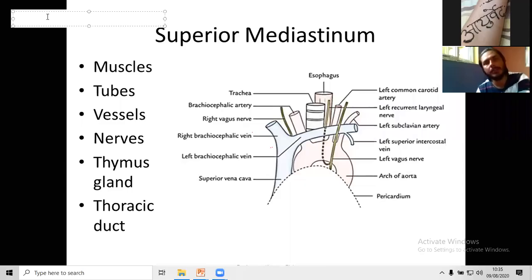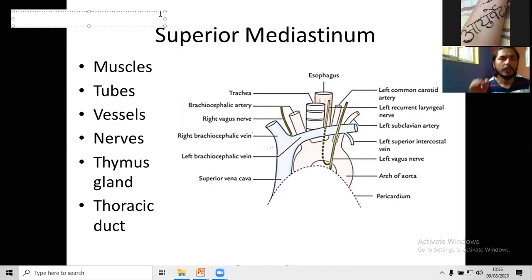Subdivision of the mediastinum. Initially, the mediastinum is divided into two: superior mediastinum and inferior mediastinum. Then again, the superior mediastinum does not have any division, but the inferior has three divisions. They are anterior, middle, and posterior. Now we are going to deal with the individual mediastinum. Now first is the superior mediastinum.